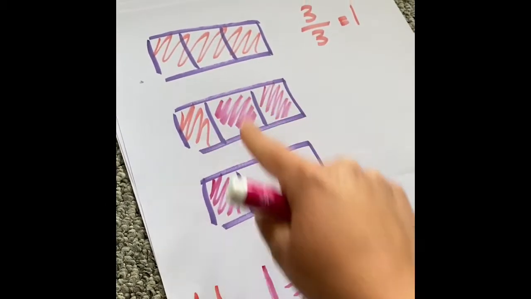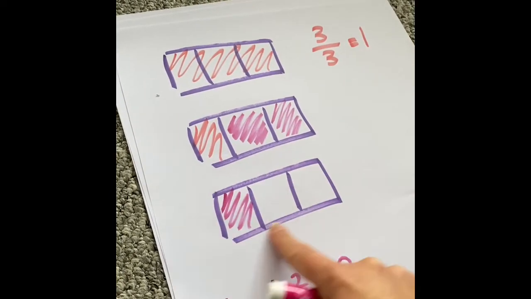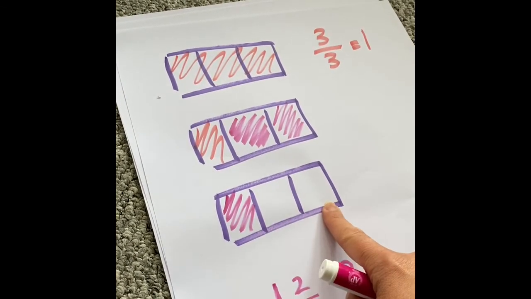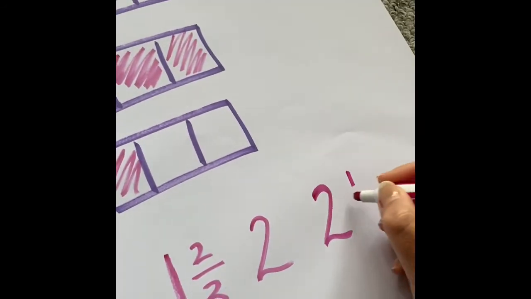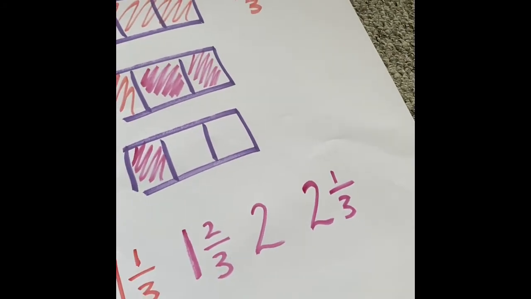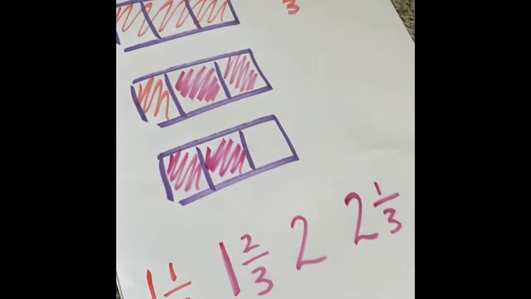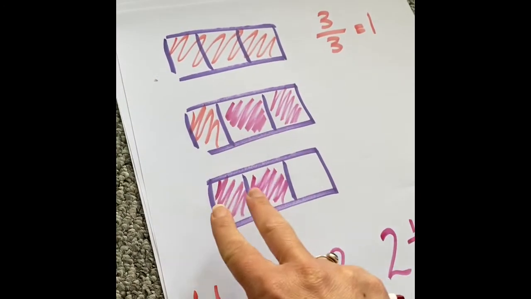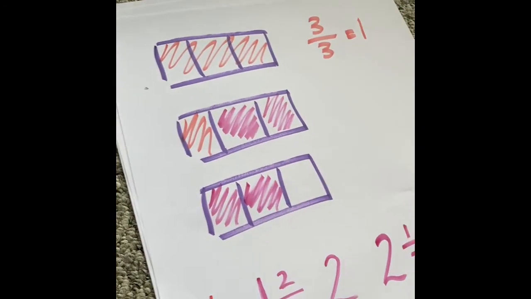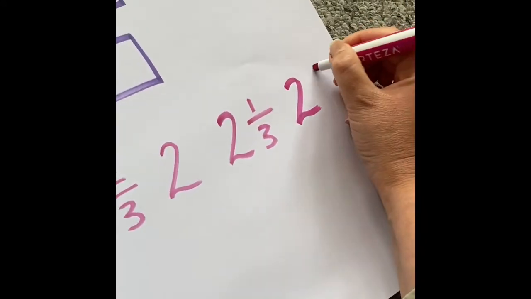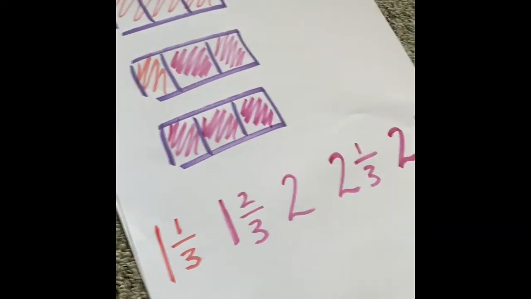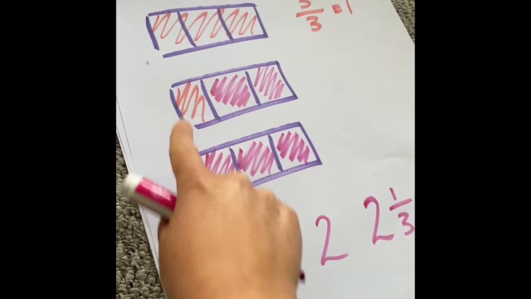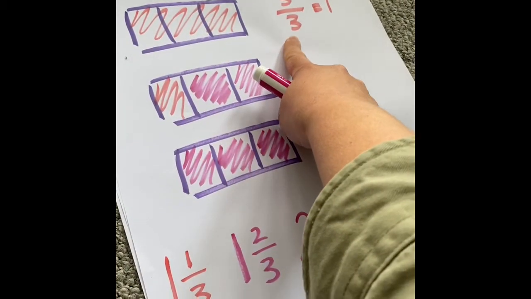The next part, now I still have my 2 wholes, but I have a third representation here. 3 equal parts, 1 part has been shaded. So I have my 2 wholes and my 1 part has been shaded. Next along the line, still have my 2 wholes, but my 2 parts have been shaded in. So I've got my 2. And then lastly, I'm not going to do 2 3/3 because I know that they're all equal to wholes.